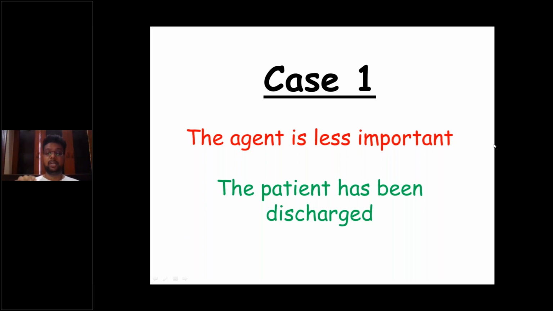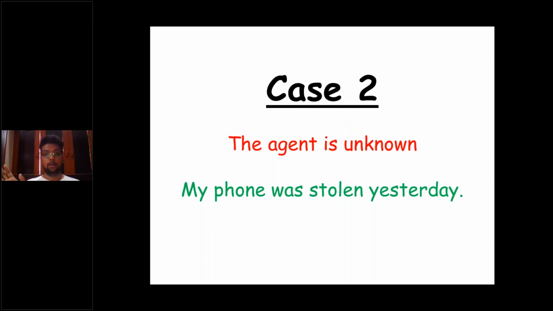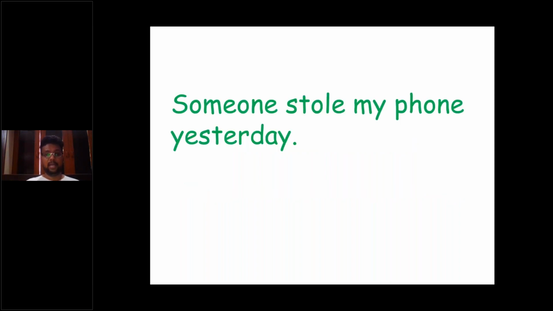For example, the patient has been discharged. The nurse has discharged the patient. Nurse is of lesser importance than the patient. The agent is unknown. We do not know who the agent is. My phone was stolen yesterday. We do not know. The agent is not of less importance, but we do not know who stole my phone. So the active voice is, someone stole my phone yesterday. Someone, because we do not know the person who stole my phone.